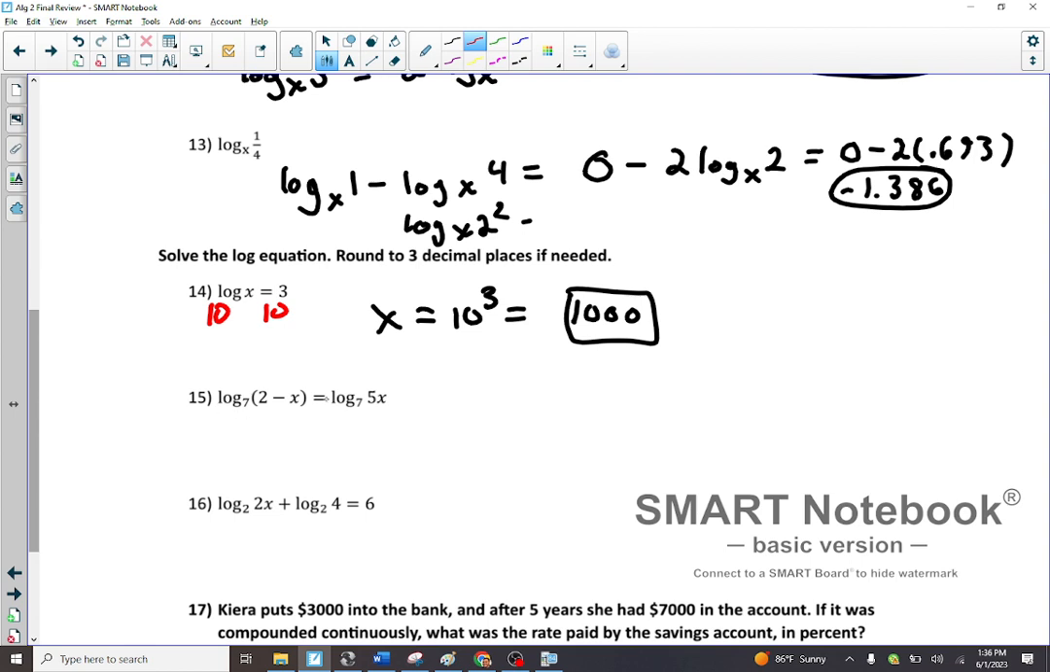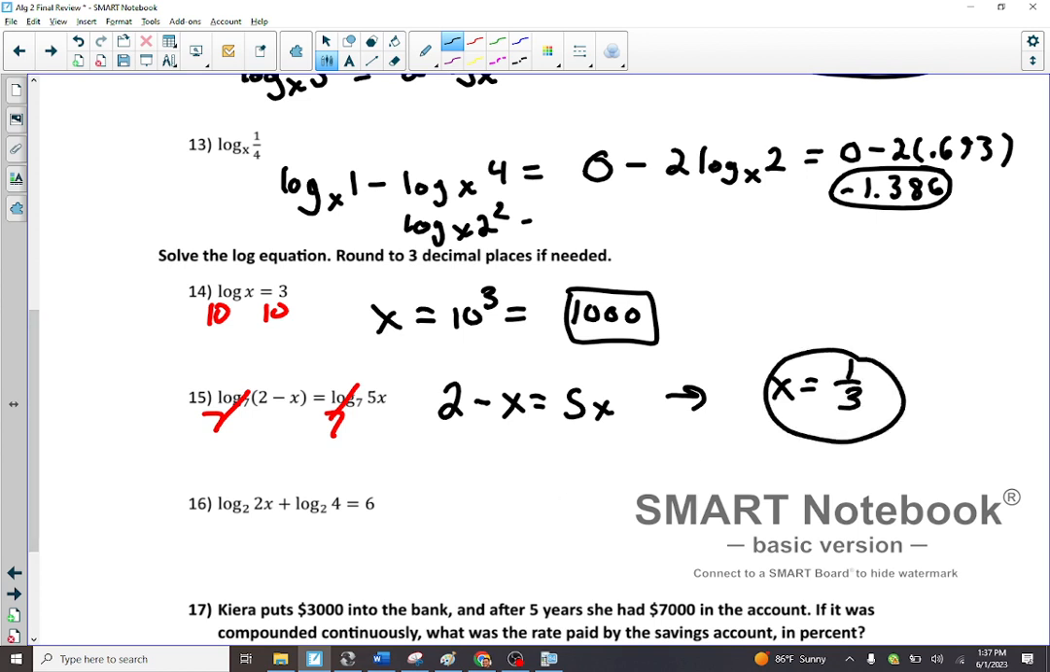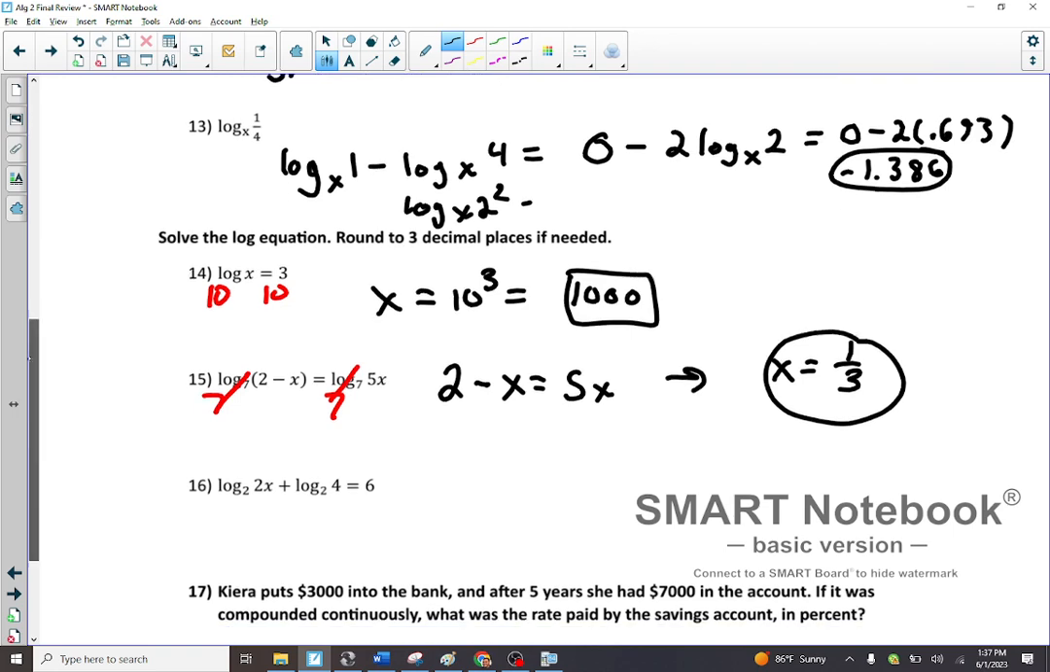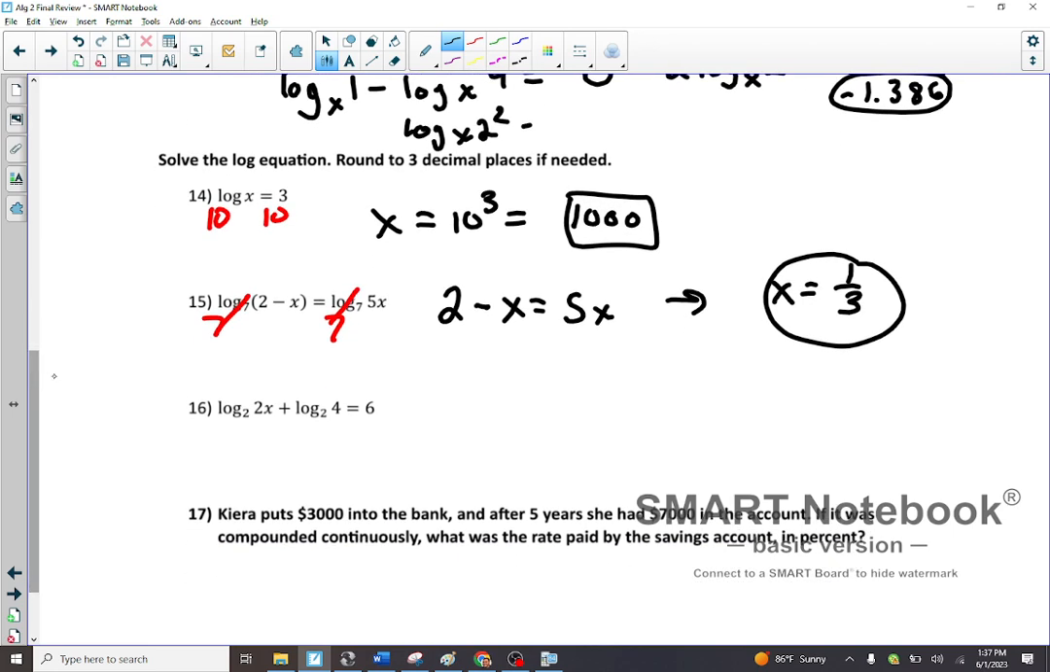Next one, log 7, log 7. They're the same thing on both sides, so you could cross them out. Questions from our final? 2 minus x equals 5x. A little bit of algebra to go quick. X equals 1/3. That'd be very fair. No, x equals 3. No, it's 1/3. Plus 1, it'll be 6. 2 divided by 6 is 1/3. It's not 6 divided by 2.